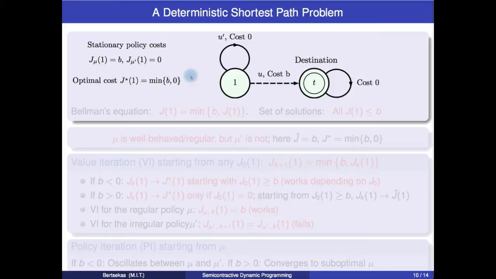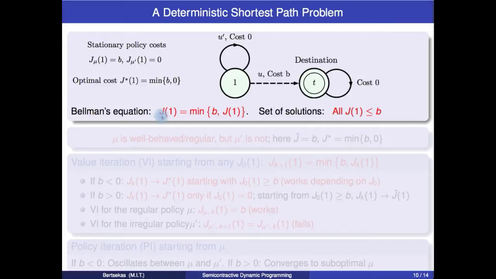Now, the cost of state t, we know that it is 0 under all policies, so it makes sense in this situation and also in other similar situations involving the destination to just fix the cost at t of all functions involved in Bellman's equation or in optimality conditions or in various algorithms, to fix it at 0 and just forget about it. This simplifies expressions and facilitates the analysis, and we're going to do this here. So we're going to worry only about the cost at state 1, which is the only one that's important.